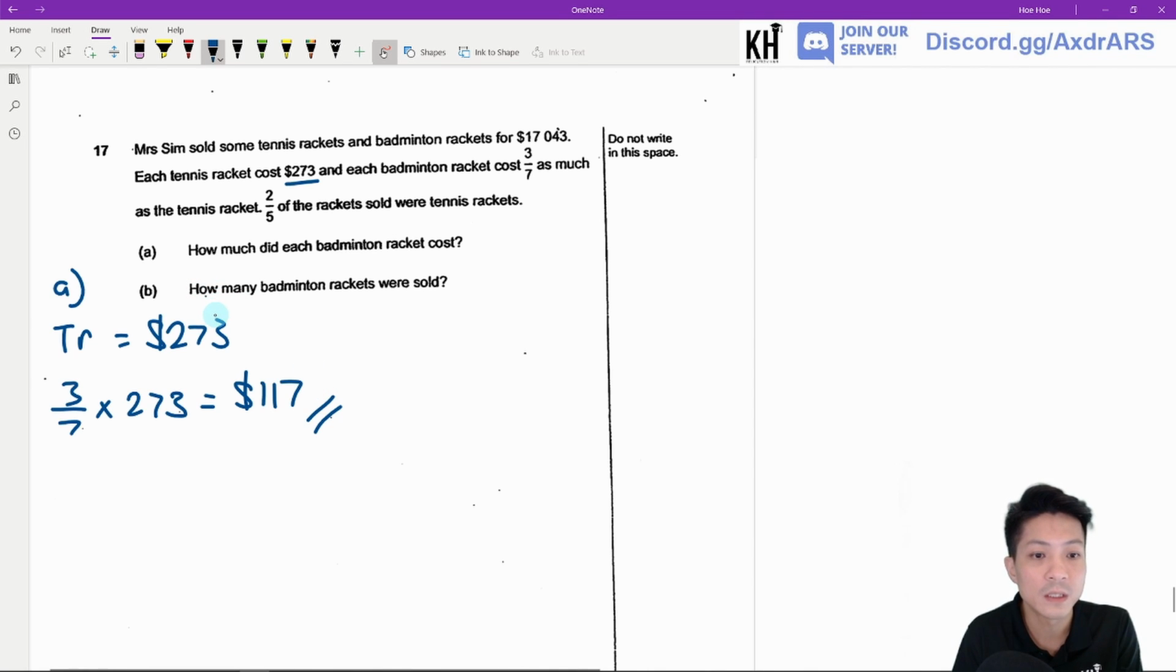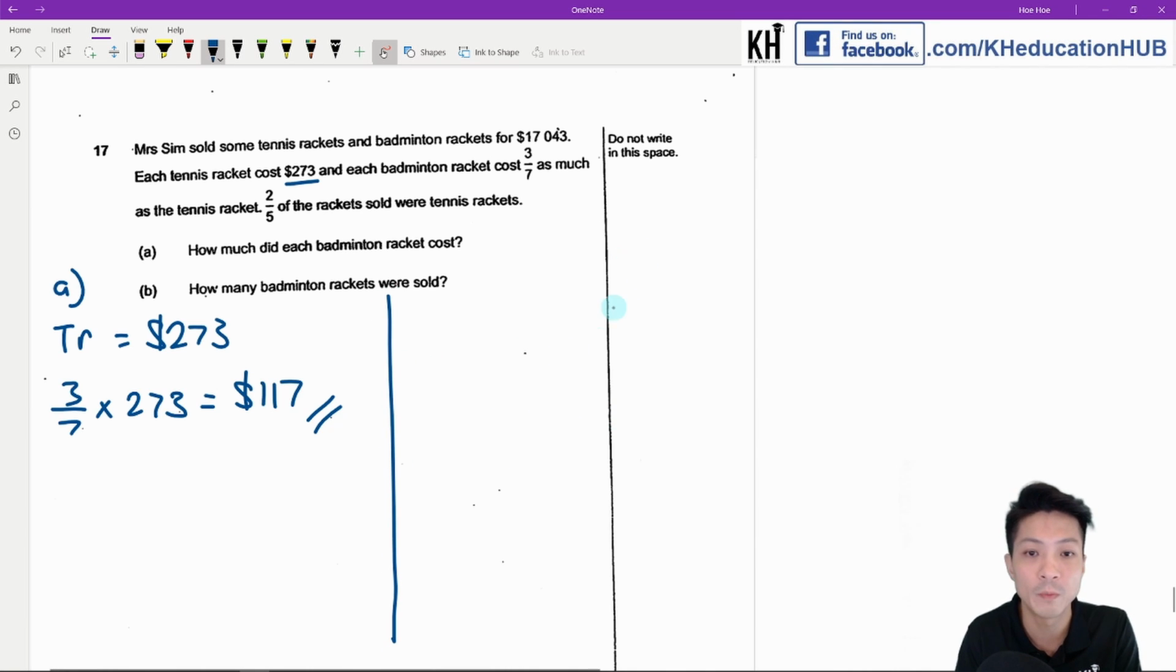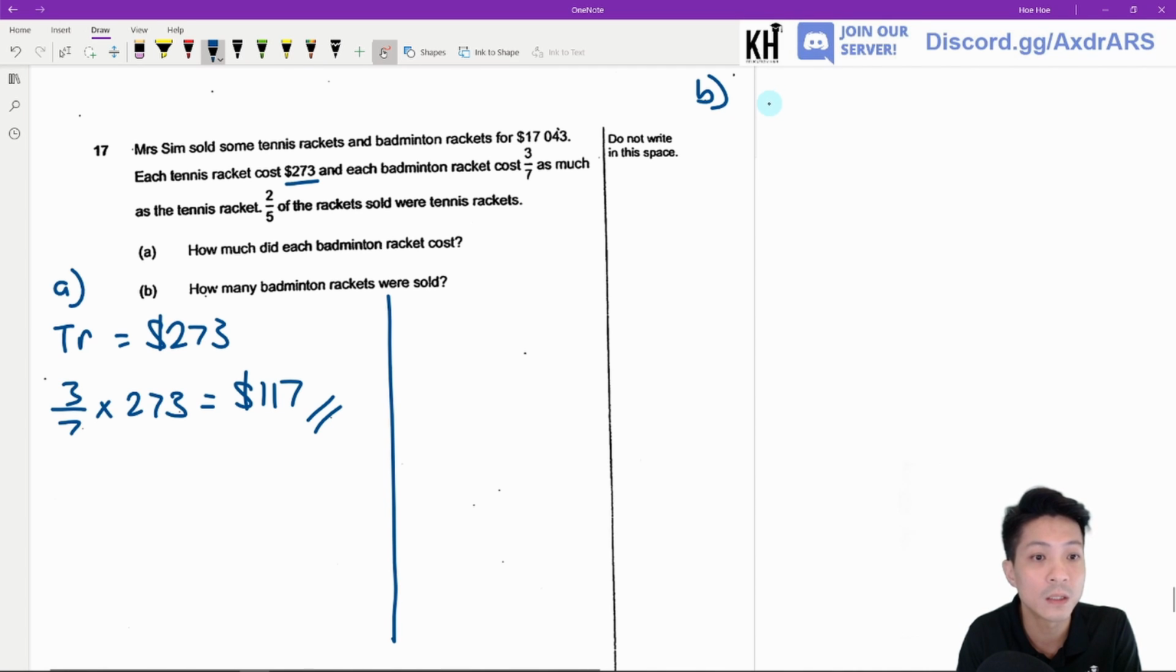Part B, how many badminton rackets were sold? Okay, so in this case, I'm gonna do the grouping method. I'm gonna write the working here. Let's write down the ratio of the tennis racket. Wait, let me read the last part first. 2/5 of the rackets sold were tennis rackets, which means that tennis racket to badminton racket will be 2:3.